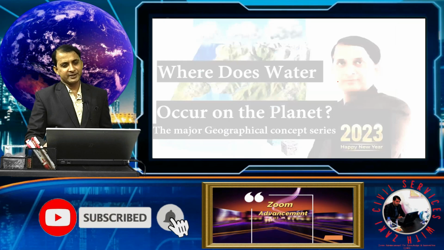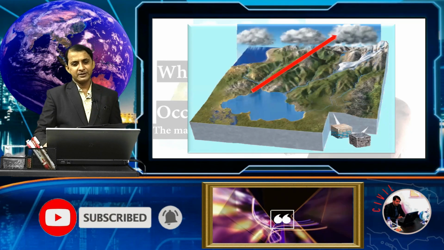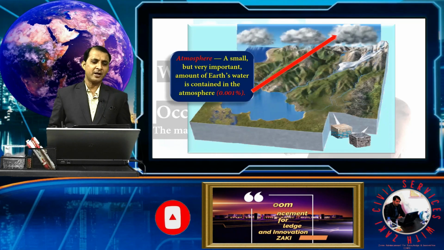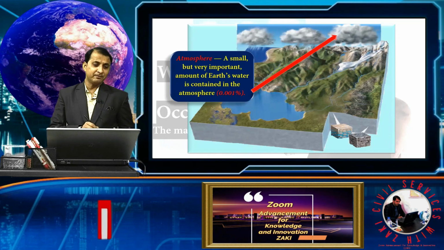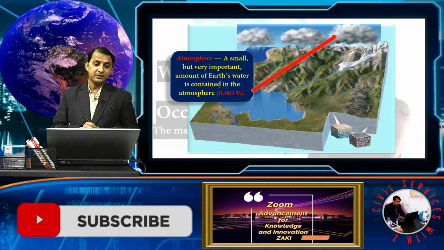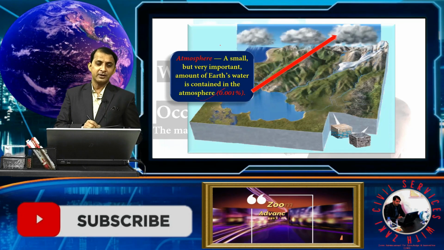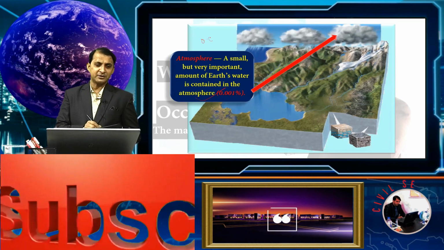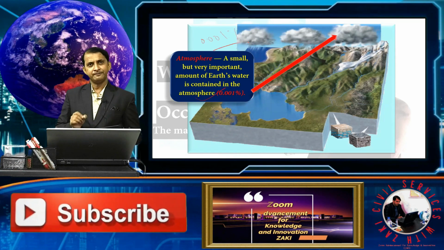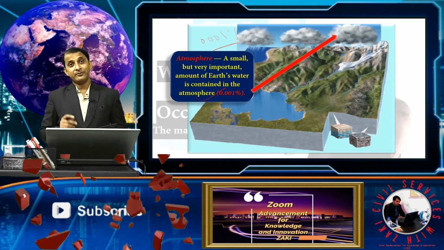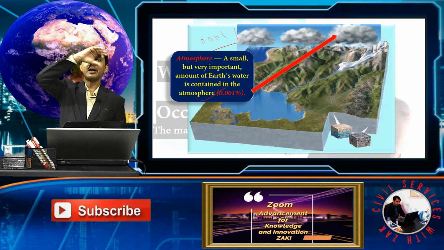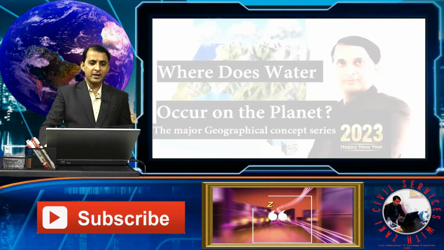Another setting we can see is atmospheric water. A small but very important amount of the earth's water is contained in the atmosphere. It is very little, only 0.001%, but it is very significant due to the water cycle and circulation.